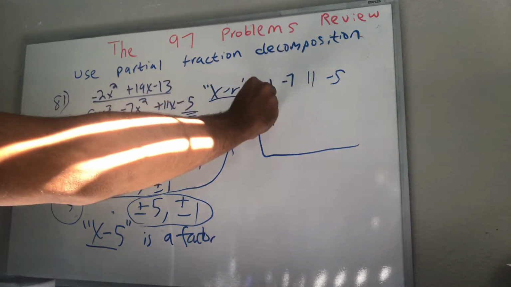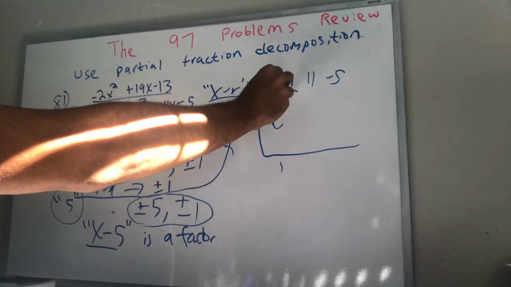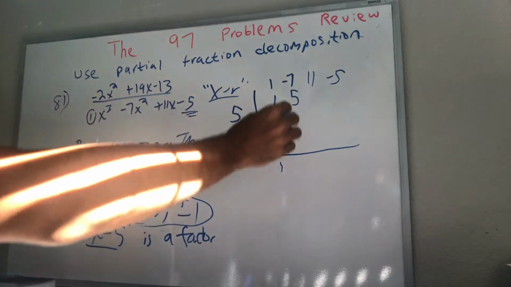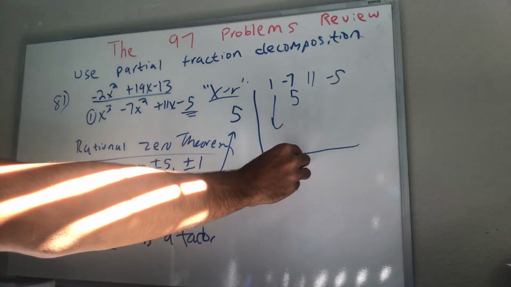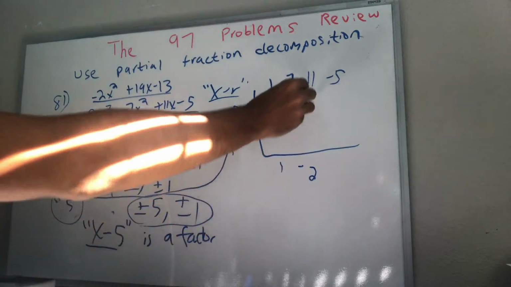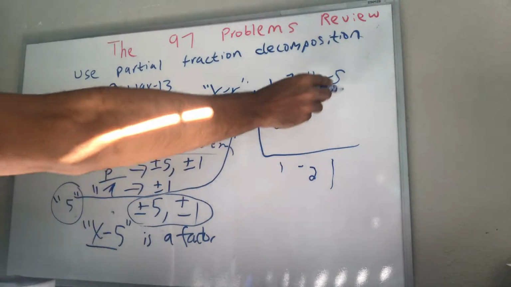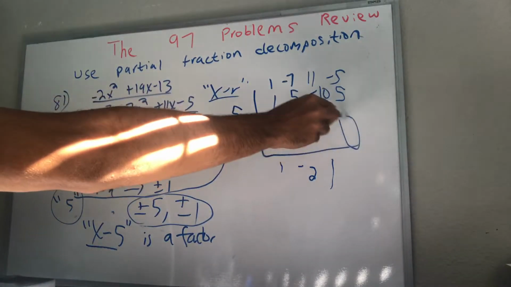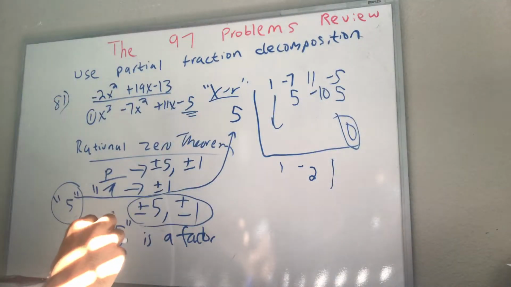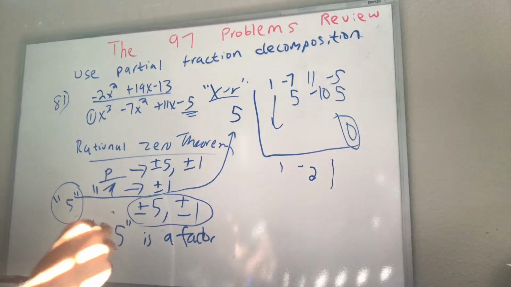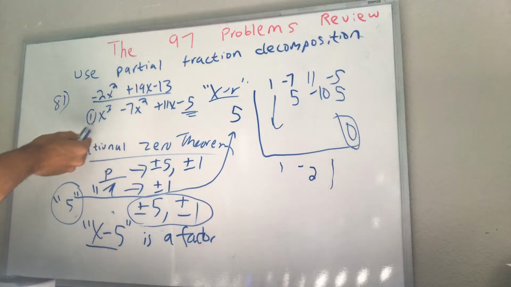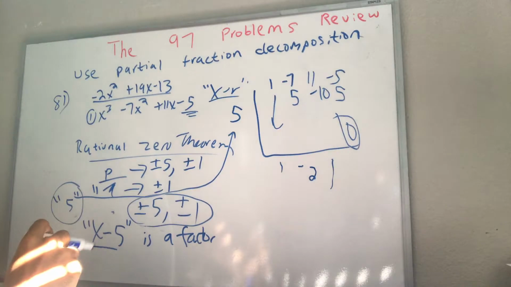And then we carry down this 1, times that by 5, you get 5, and then we add these. So we get negative 2, times that by 5, we get negative 10, we get 1 here. Times that by 5, get 5, add those two, we get 0. So obviously we knew we were going to get a remainder of 0 because x minus 5 is a factor of this polynomial here.